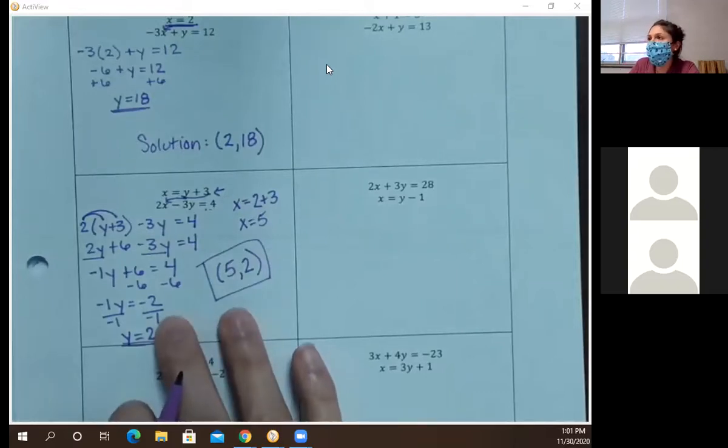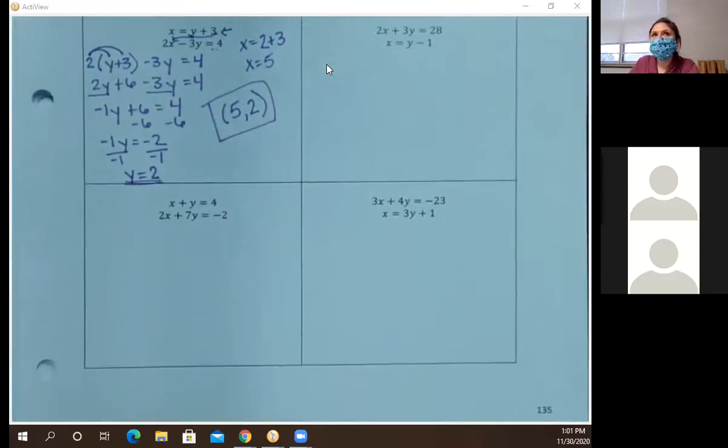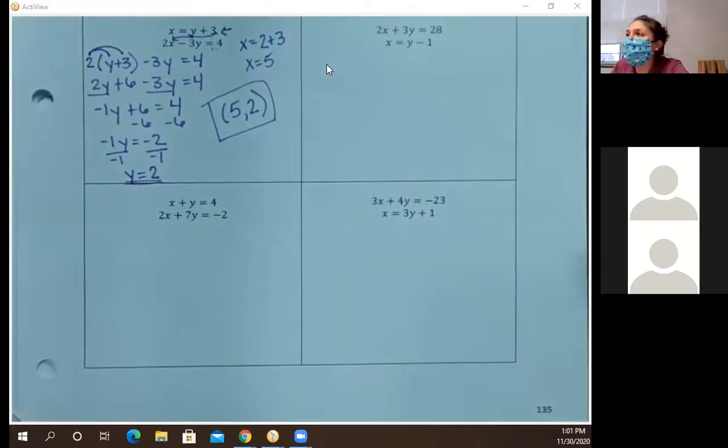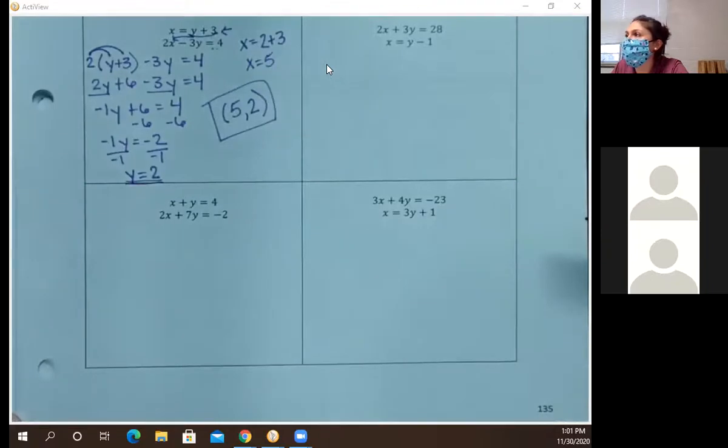Questions on this one? Okay, let's hop down to the last problem in this column. For this system, we don't have either equation that has a variable by itself. None of these is set up ready for me to go with substitution. That means I'm going to have to rearrange one of them so that I can use substitution.